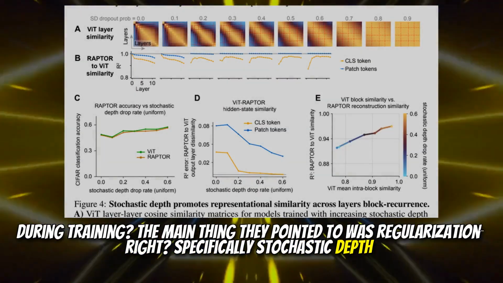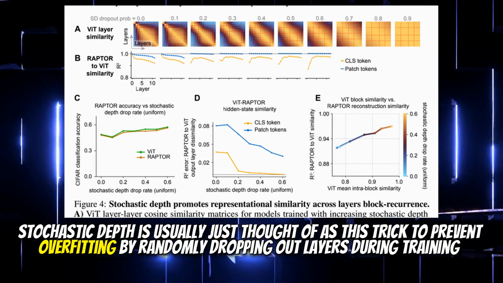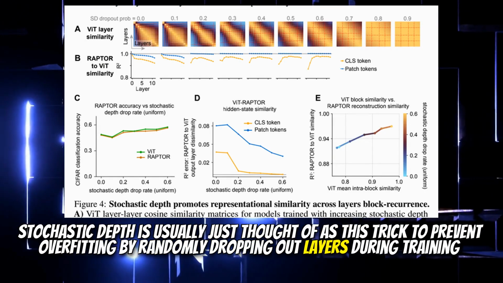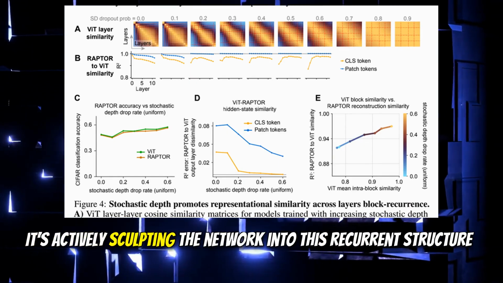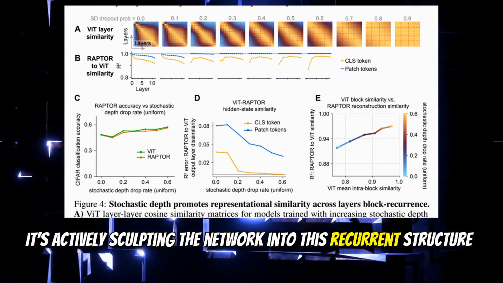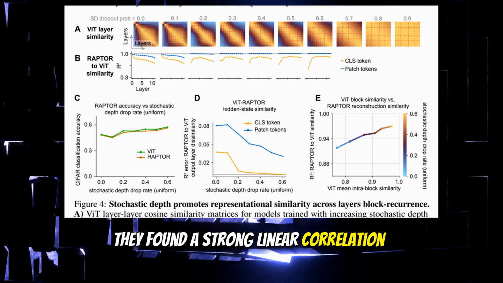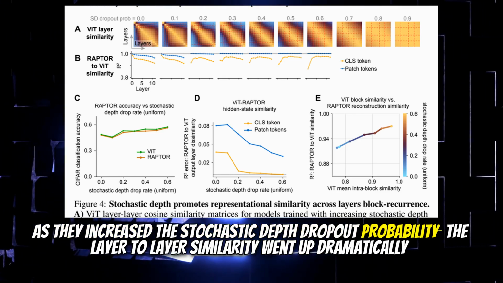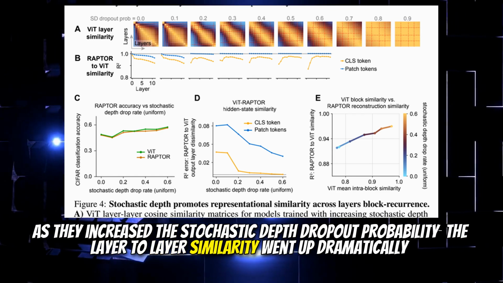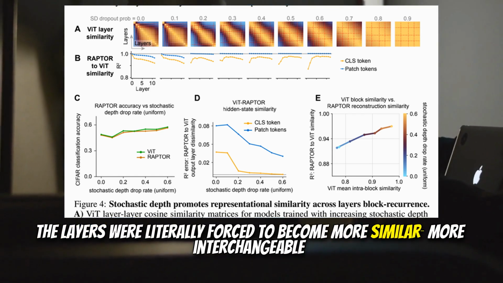Specifically stochastic depth. Yes. Stochastic depth is usually just thought of as this trick to prevent overfitting by randomly dropping out layers during training. But what you're saying is it's not just a guardrail. It's actively sculpting the network into this recurrent structure. Precisely. They found a strong linear correlation. As they increased the stochastic depth dropout probability, the layer-to-layer similarity went up dramatically. The layers were literally forced to become more similar, more interchangeable.